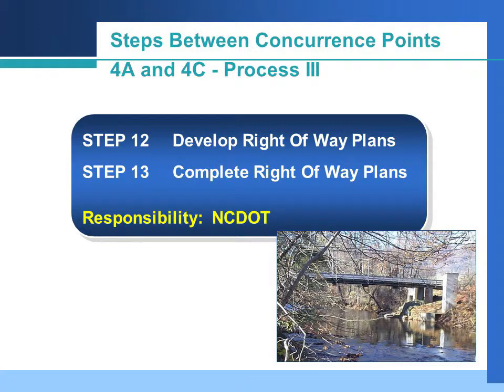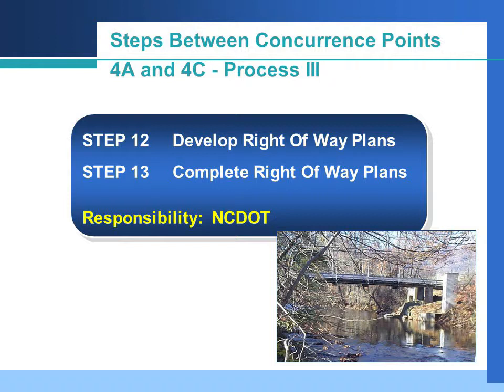In Steps 12 and 13 of Process 3, right-of-way plans are developed and completed for the project. After selection of the LEDPA, final surveys and plan sheets will be prepared for the development of the right-of-way plans. After the design engineers complete the horizontal and vertical alignment refinement, the hydraulics unit begins the development of the proposed drainage design, and the geotechnical unit begins the detailed geotechnical investigations for the project. The design engineers will develop the right-of-way plans following the alignment that was agreed upon at Concurrence Point 3, 4A.